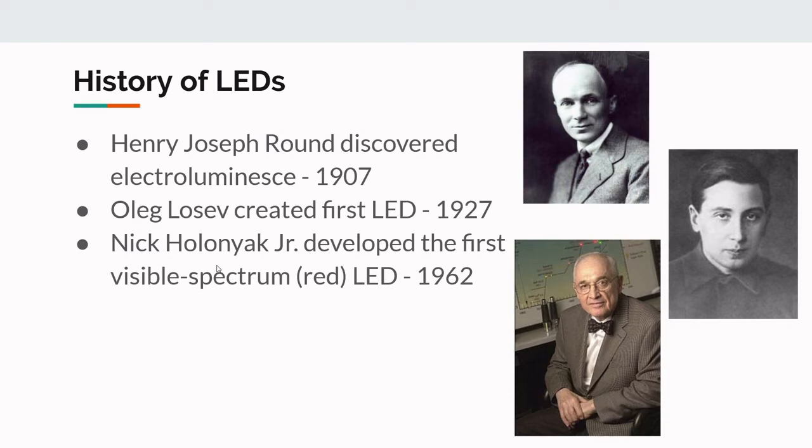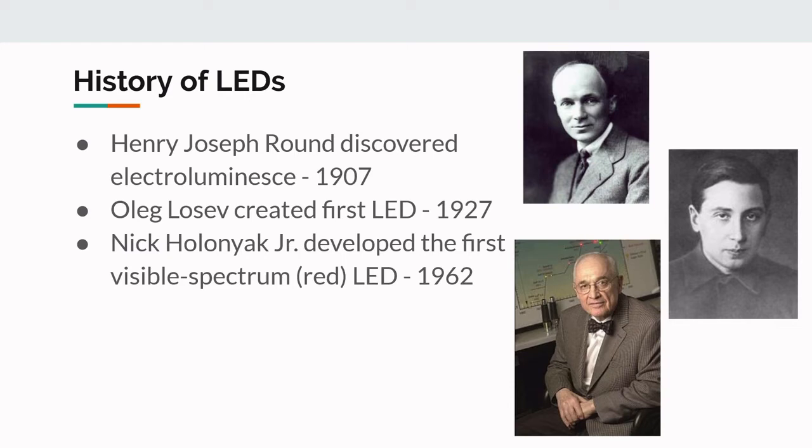So now we're moving on to the history of LEDs. Electroluminescence as a phenomenon was first discovered in 1907 by British experimenter H.J. Round of Marconi Labs using a crystal of silicon carbide and a cat's whisker detector. However, not much was done after the discovery of the phenomenon until Russian inventor Oleg Losev reported the creation of the first LED in 1927.